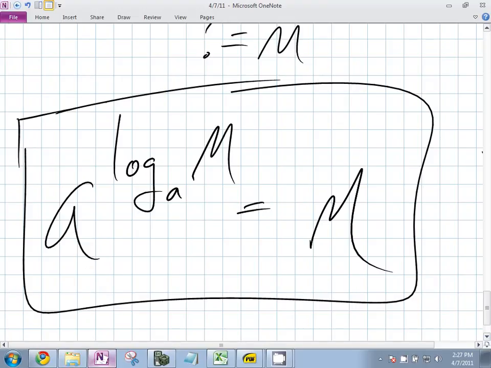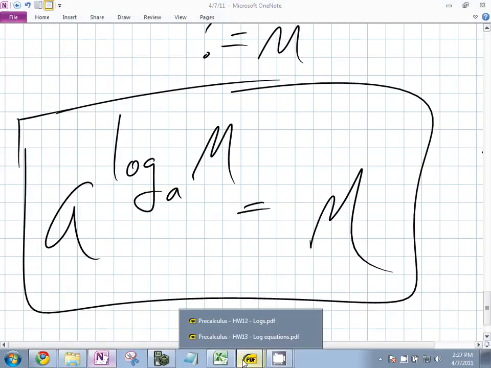Reduce it. Get rid of it. Make it more simple. Any other questions from homework 12?